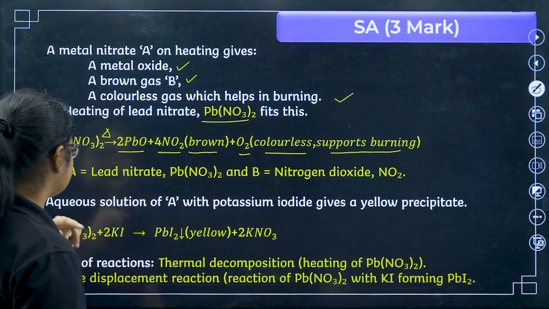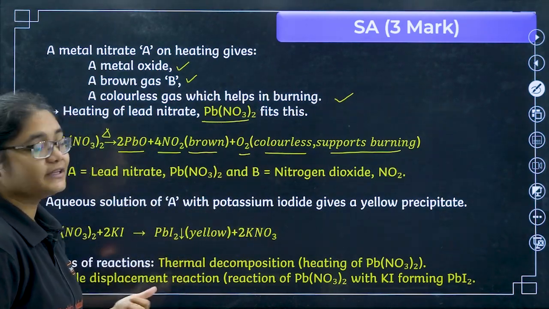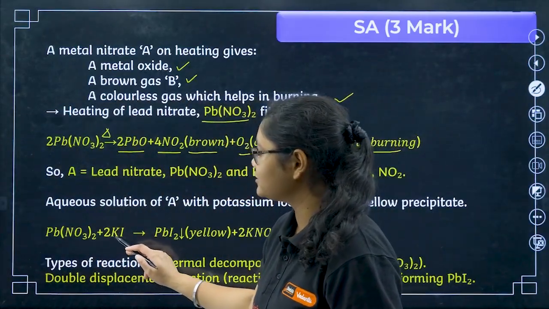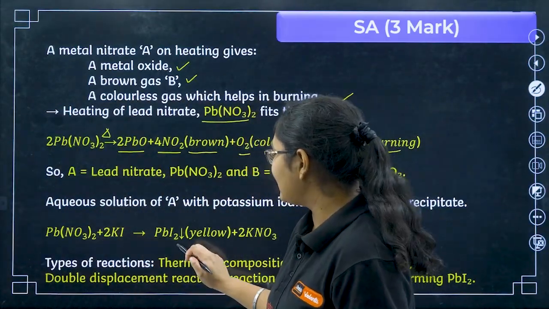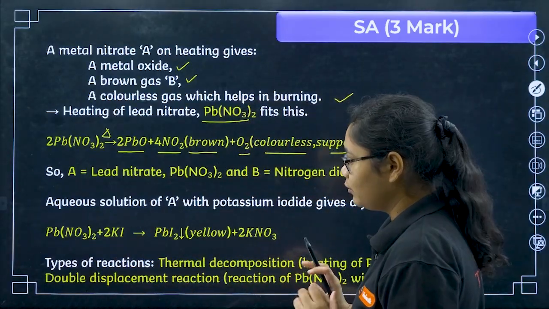Now the second reaction is what? An aqueous solution of A with potassium iodide gives a yellow precipitate. So what is the aqueous solution? Lead nitrate plus potassium iodide. It will give you lead iodide plus potassium nitrate, 2KNO3.